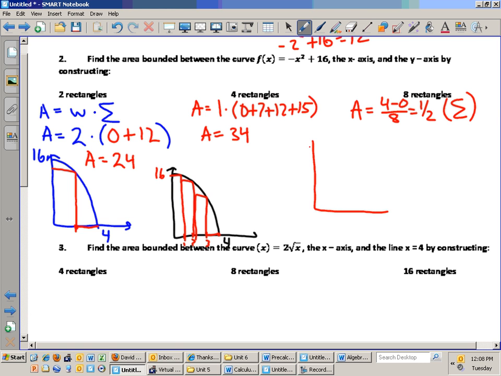So if I draw just a little picture here, 4, 2, 1, and 3, and I divide it into 8 pieces. So my first rectangle off on the right-hand side is going to be from 4 to 3.5, 3.5 to 3, so on and so forth. Okay, so I think you kind of get the idea. We will sum the sequence of y sub 1 with the value of x.